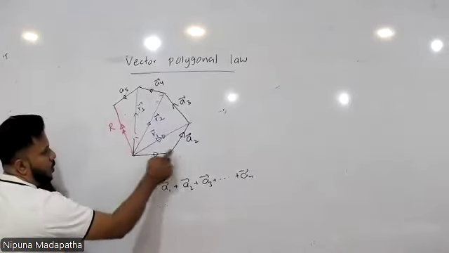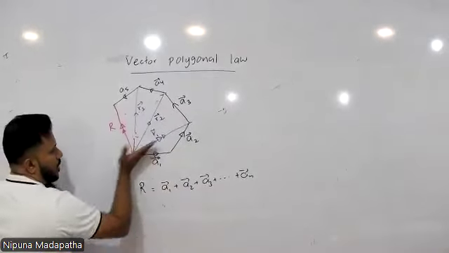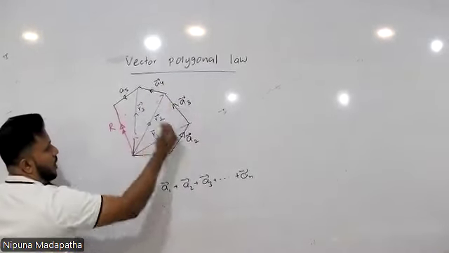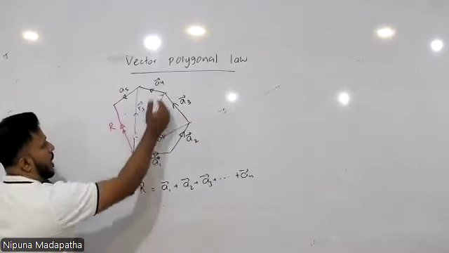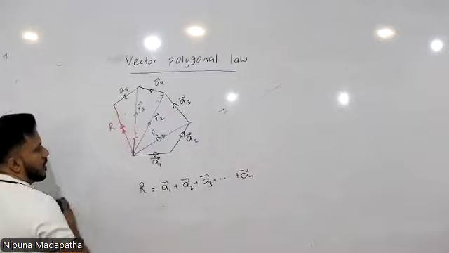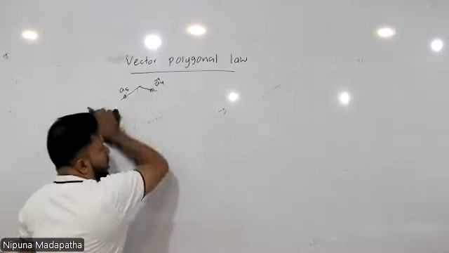You only need to add two vectors at once. a1 plus a2 gives the resultant r1. Then add another vector a3. The resultant is r2. Then add a4 to it. Keep adding up to n vectors. That's all you need to do.